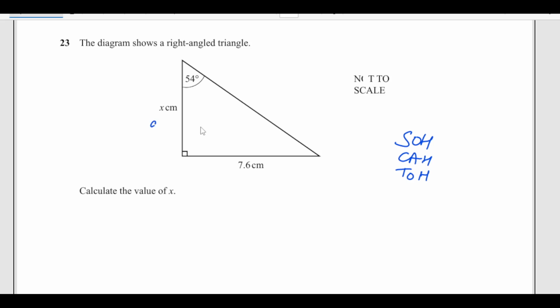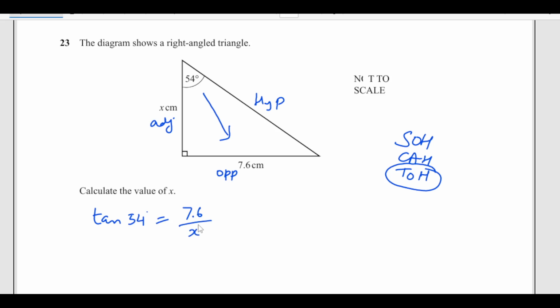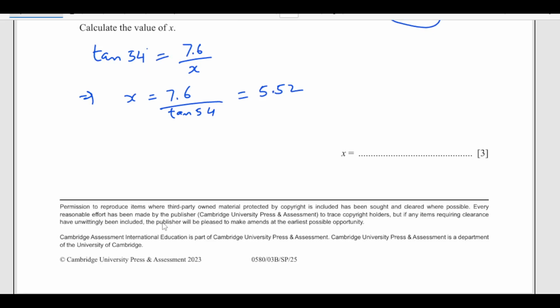This is the angle, then this is going to be the adjacent side, the opposite side is this one here, and this is going to be the hypotenuse, right? We are looking for x, so we can use tangent. So tangent of 54 is equal to opposite over adjacent. Opposite is 7.6, adjacent is x, right? So from here x is going to be 7.6 over tan 54. So this is 5.52, right? So I will write down here 5.52.